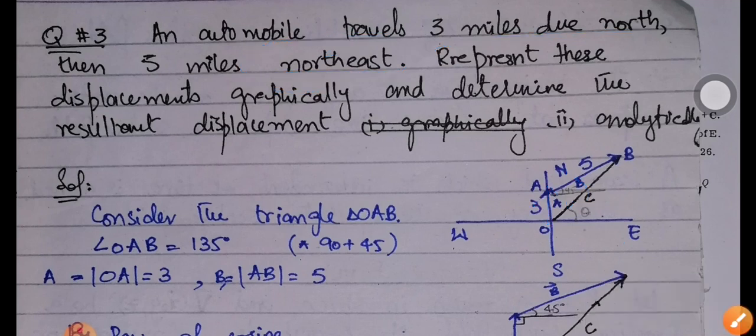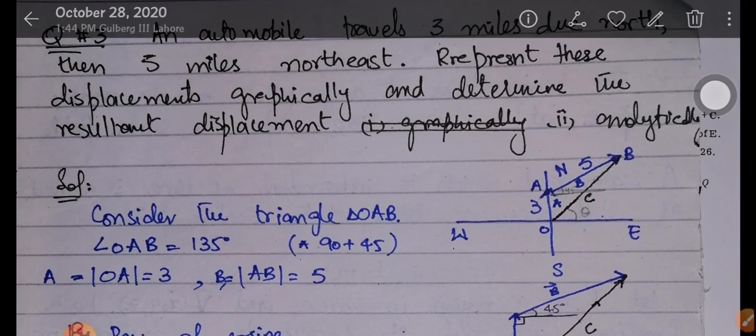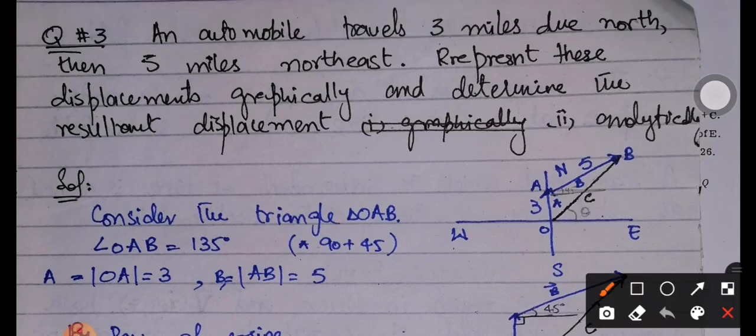So we are going to make the angle 45 degrees at this point. Here you can see that I have drawn a straight line at this point, and this angle is going to be 45 degrees, and this is my second vector, of magnitude 5, or 5 miles. Now we have to find the resultant. Resultant means we have to add these vectors.